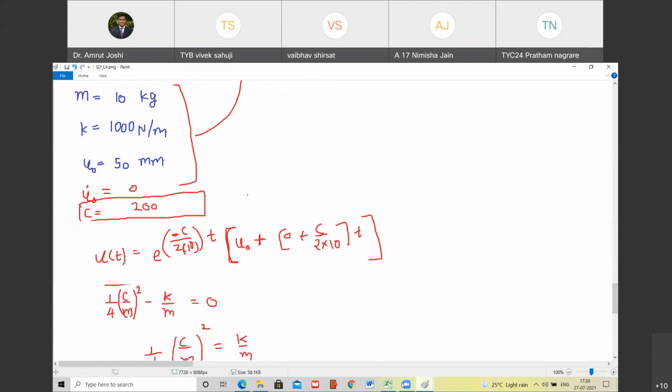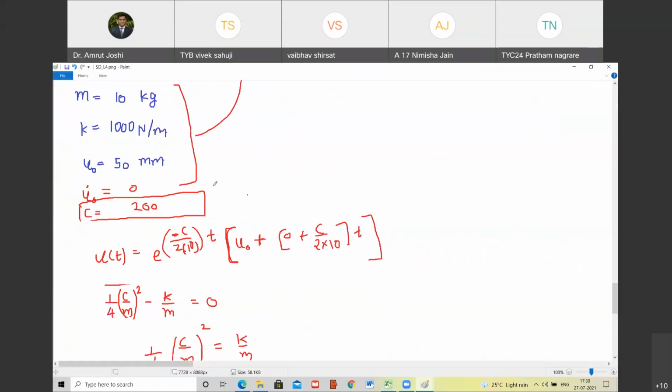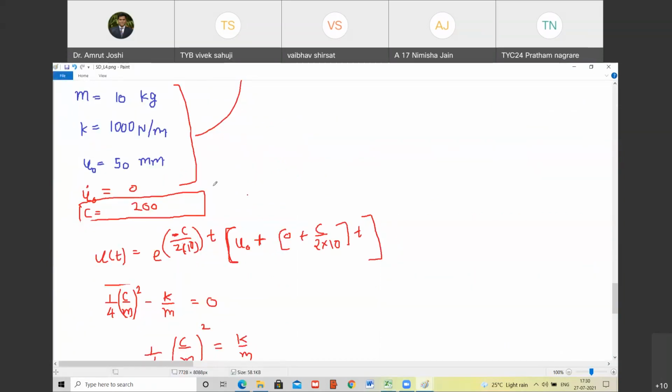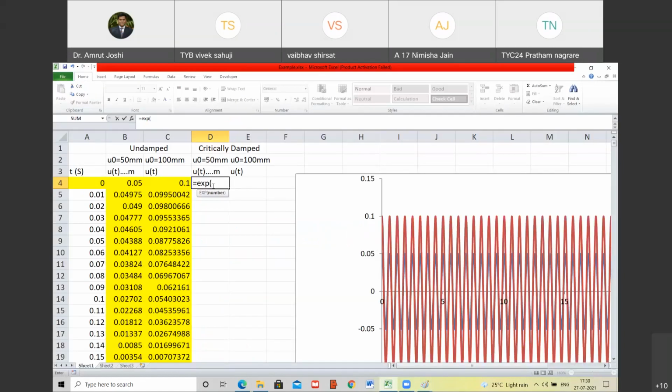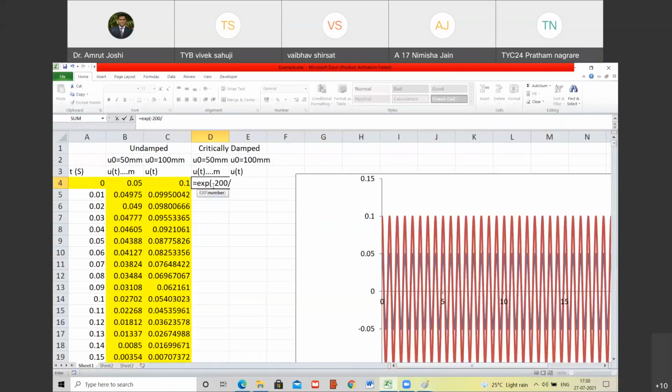Now what I am going to do is write down this formula here. So what is the value of u of t? You can have a look at this. u of t is e raised to, in Excel, we write it as exponential of a number. You have minus C, which is 200, so minus 200, divided by 2 into 10, that is 20.